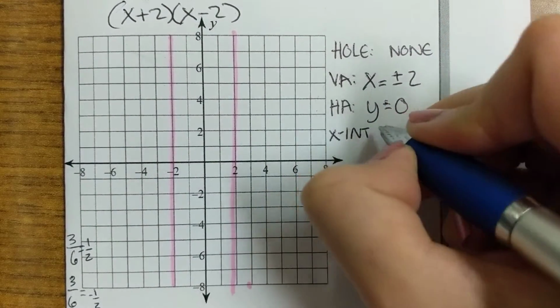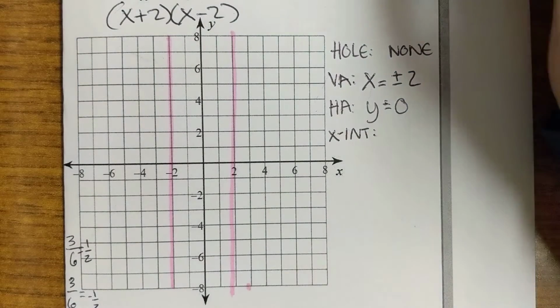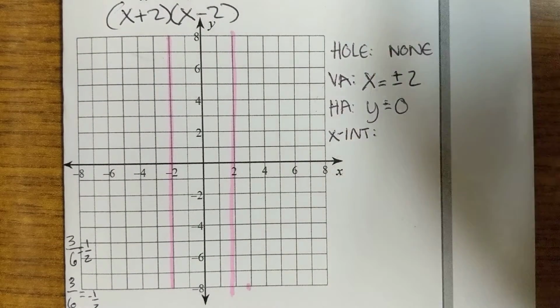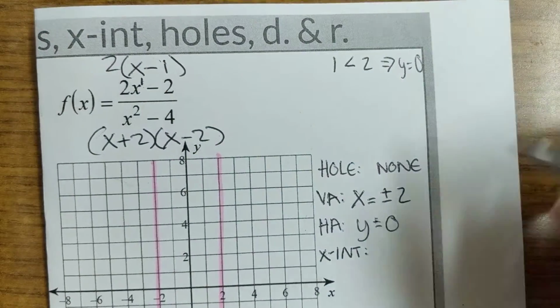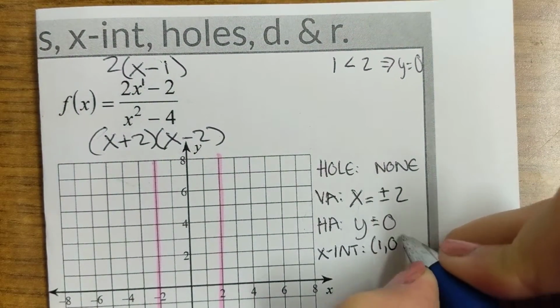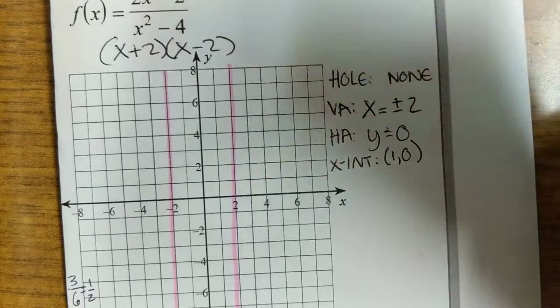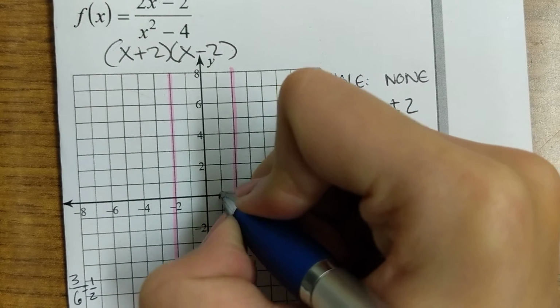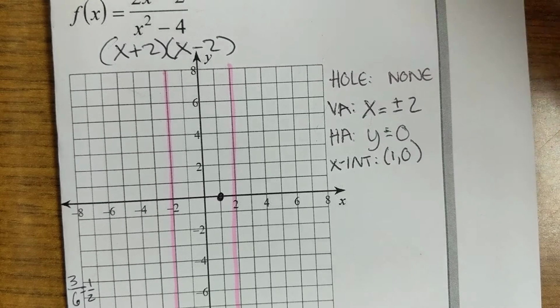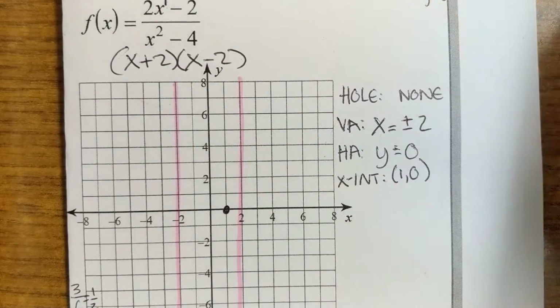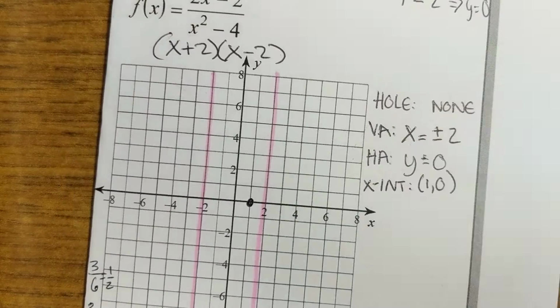X-intercepts, zeros of the numerator. My bad. You only have 1, it's whatever makes this 0, which would be 1, comma 0. Alright, so I'm going to put a point there. And I don't have to remember any holes. I'm going to draw my horizontal asymptote.